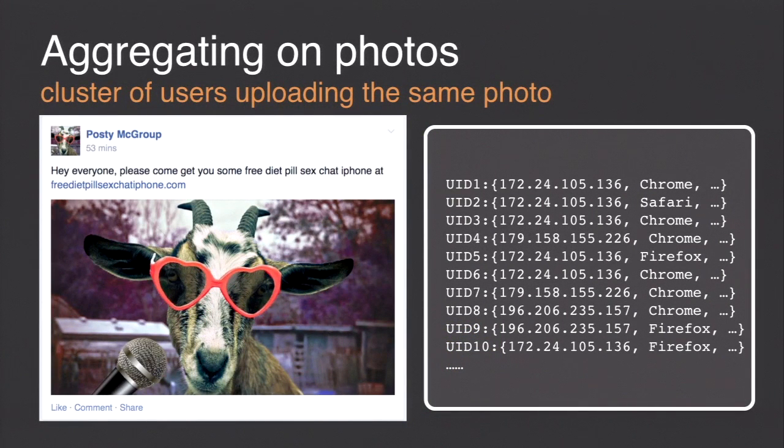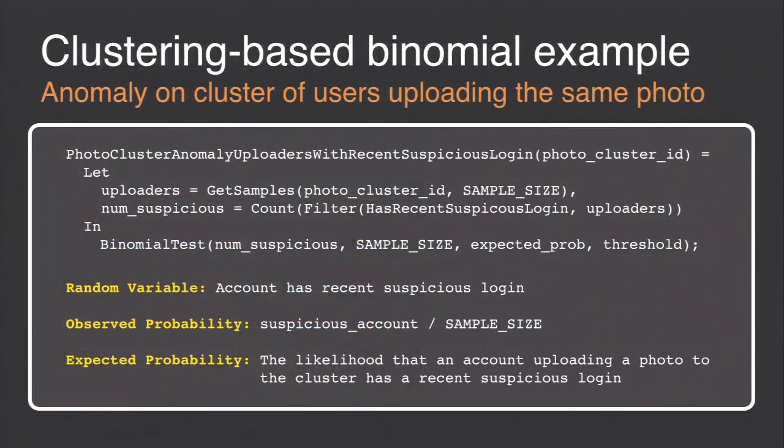Going back to our previous example, let's imagine a group of users all uploading this amazing photo of a goat with sunglasses. We have a photo cluster with all the UIDs there, and we know which IP addresses they come from, and what kind of browser they are from. Imagine we store all this information offline. Then we can get different anomalies from there.